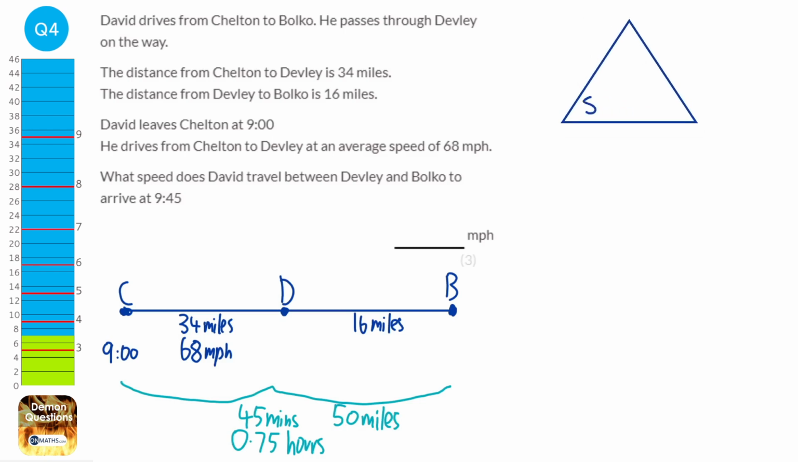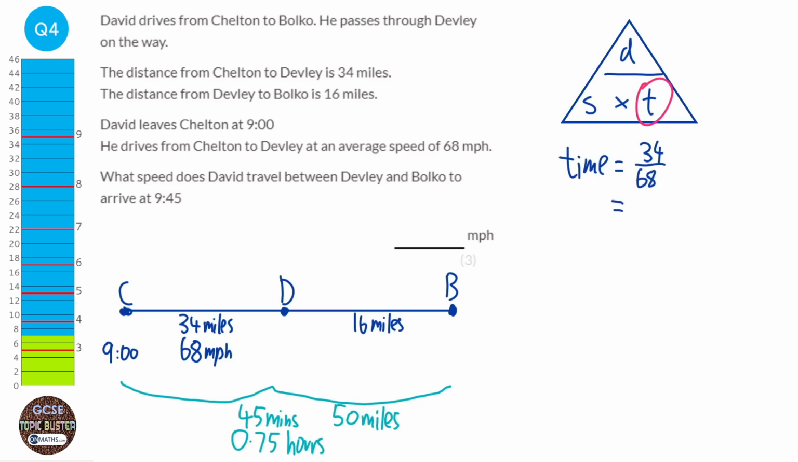So speed equals distance over time. And we're covering up the time, because that's the one we want. So it's going to be time equals distance, which is 34, over speed, which is 68. So we're going to do 34 divided by 68, which is 0.5. So it would be 0.5 hours, so that would be half an hour. So we will be at Devley at 9:30.